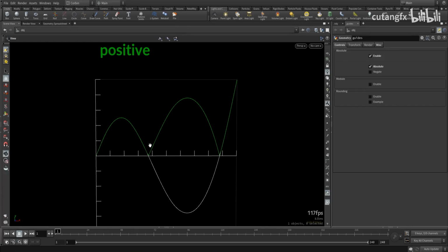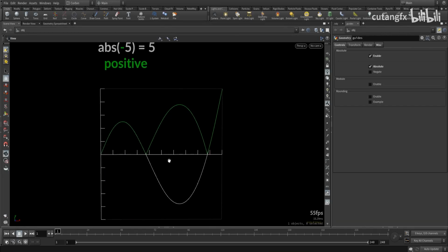But if we use absolute, then it takes all of this distance that it would be going into the negative and instead mirrors it, just flips it up into the positive. Okay, and then it maintains all other positive movement. So that can be an incredibly useful function for you.